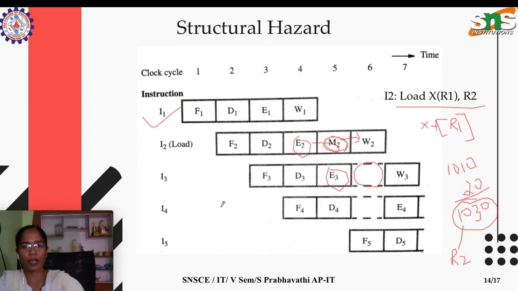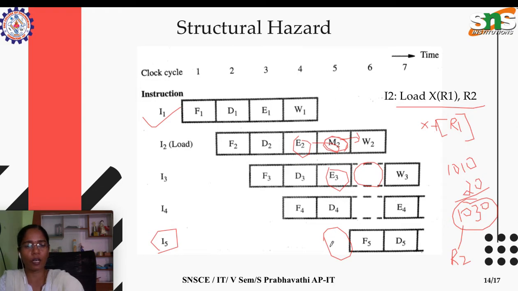And I4, what's happening at clock cycle 4? Fetching, decoding is happening. And see here at I5 what's happening. Here I5 doesn't start fetching at clock cycle 5. Why? Can anyone guess it? There comes the concept of structural hazard. Why is F5 not happening here? Fetching is not happening at clock cycle 5.